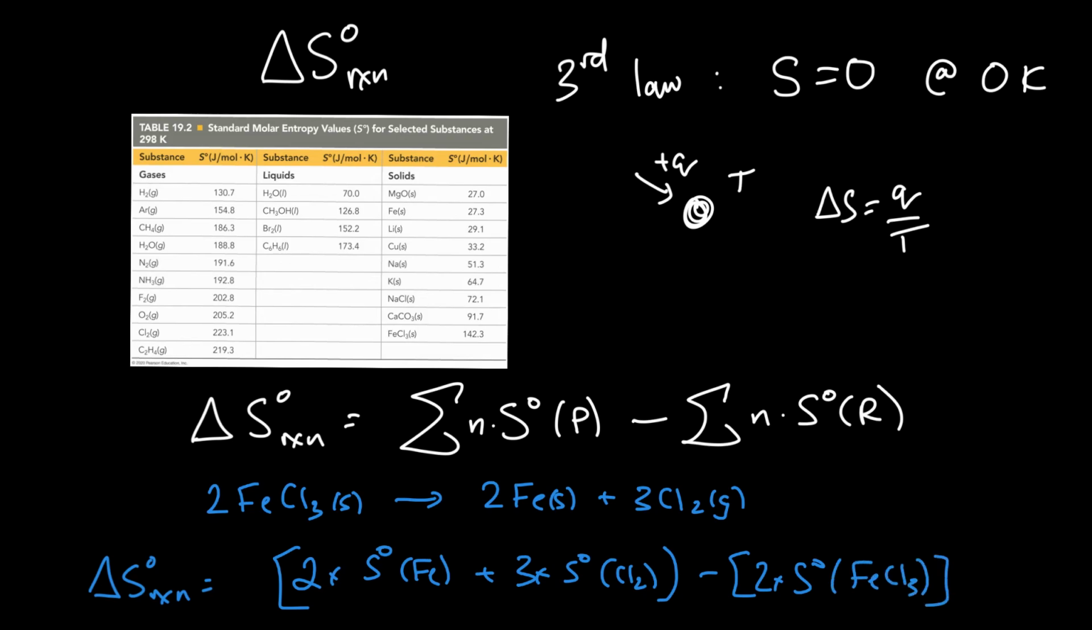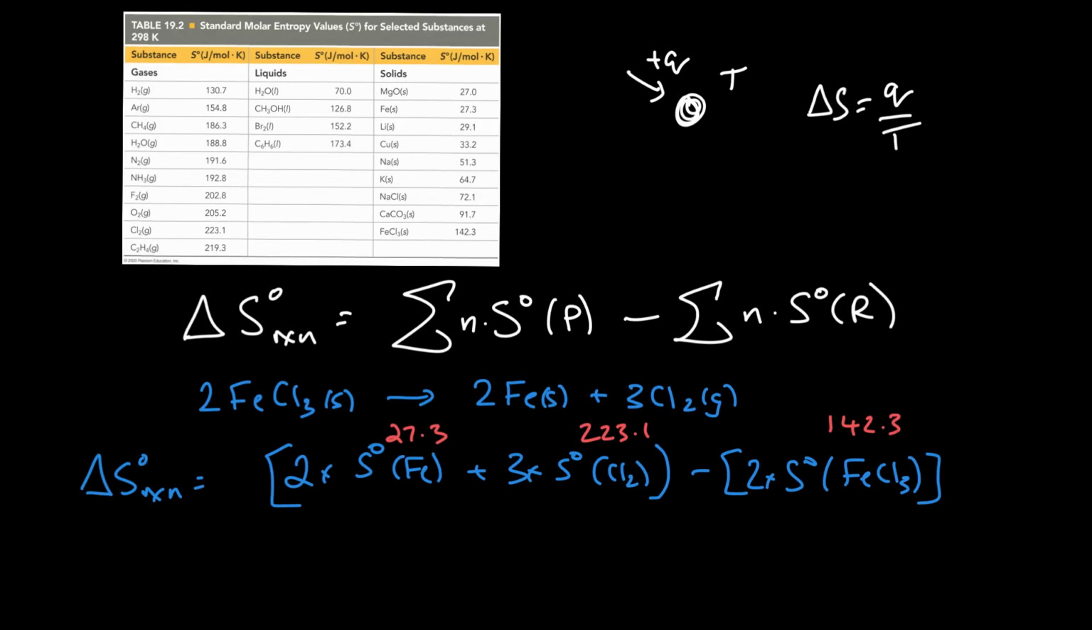So we can look all of these up in the table above. And so iron has a very small entropy. It's 27.3 joules per mole Kelvin. Chlorine has a molar entropy of 223.1. And iron 3 chloride has a molar entropy of 142.3. So if I go ahead and just move this up slightly, I make that to be positive 439.3.